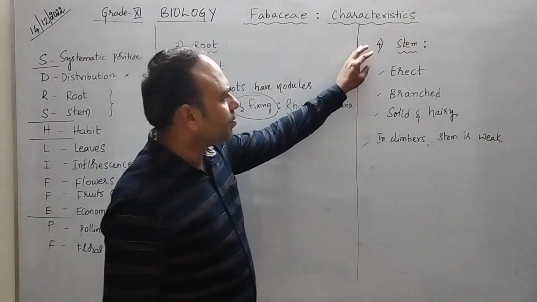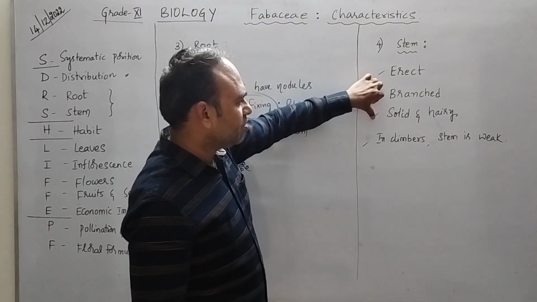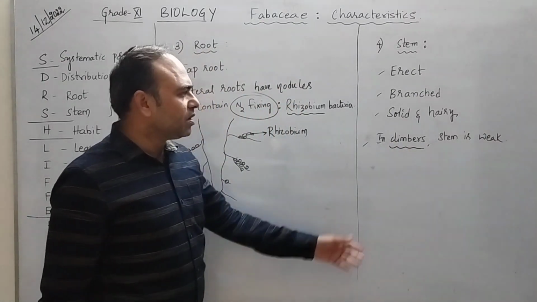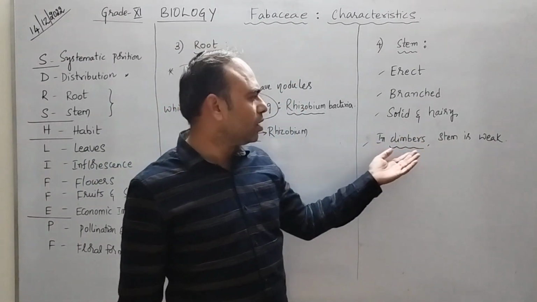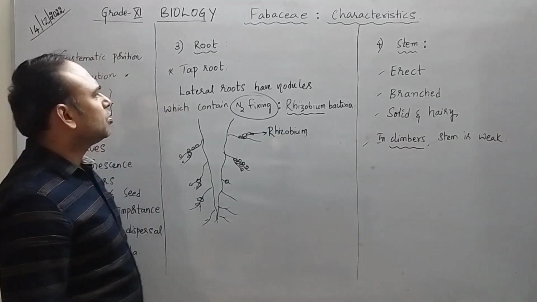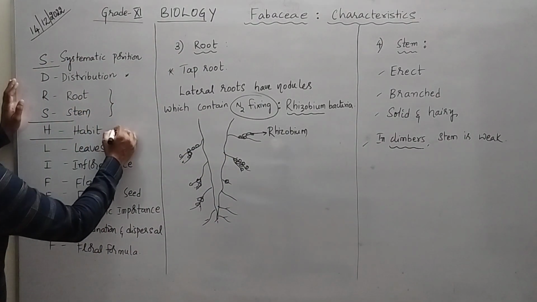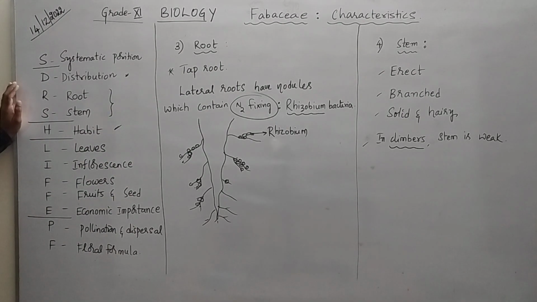Now coming to the stem, it's erect, branched, solid and hairy. And in some climbers, the stem will be generally weak to allow them to climb. So these are the two things you have, that is root and stem. Now let us see the next characteristic, that is habit.